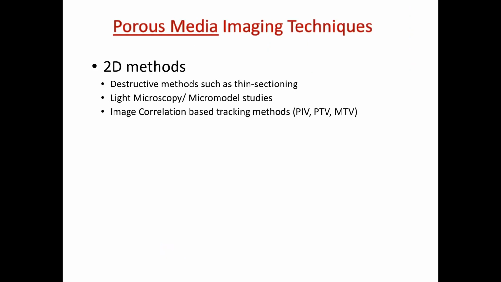Now in porous media, we have different methods that we refer to as 2D methods versus 3D methods. 2D methods are typically destructive in some shape or form. You have to either create a thin section that you can actually use light on, or it's transparent in some way, such as micromodel studies. And then we use light microscopy. We could also do image correlation based on tracking methods.